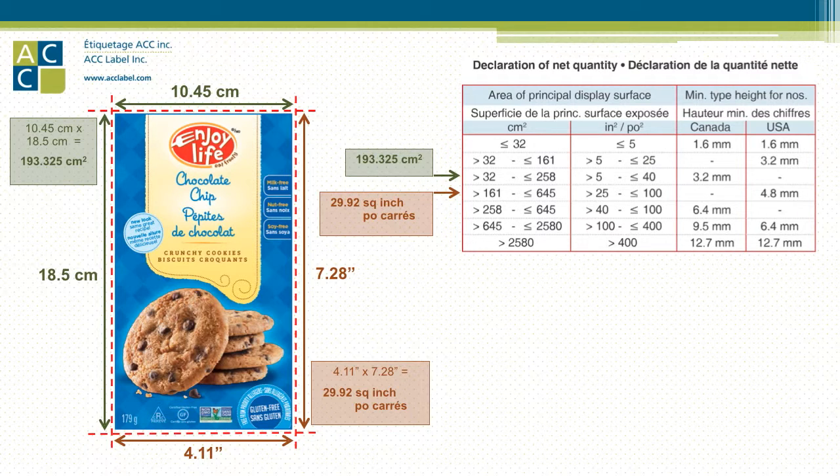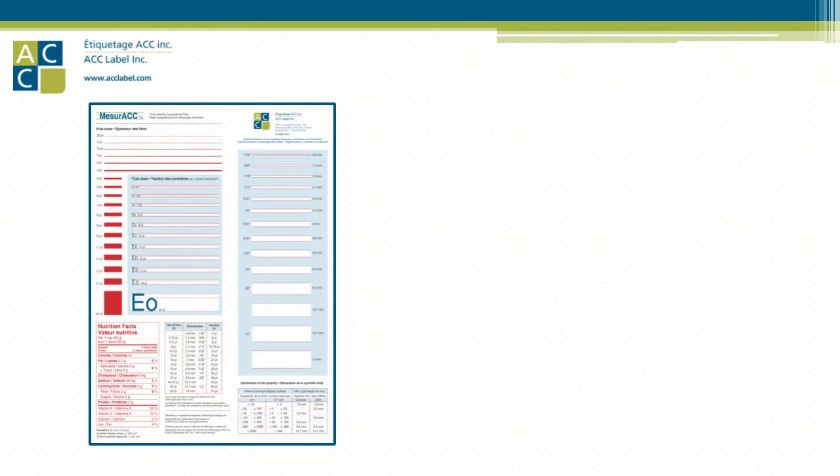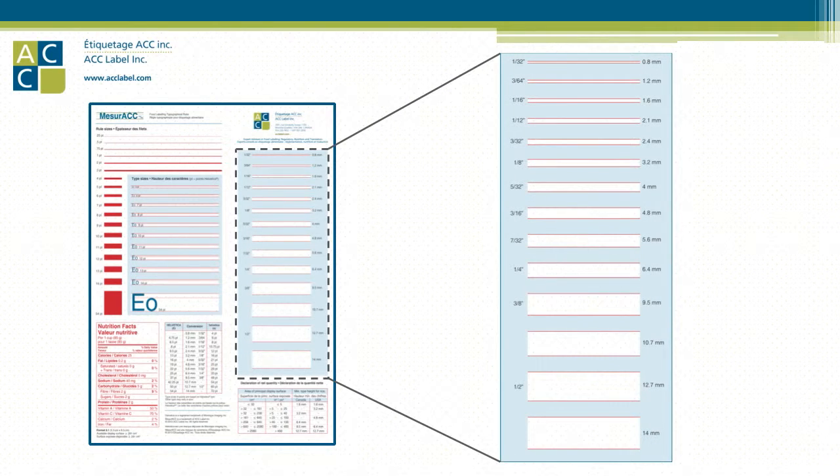The type may be taller, but not shorter, than the prescribed minimum. This company chose to use on its Canadian label the same type size for the net quantity as required in USA. Then you can verify the type size on the label using the type size section on the upper right-hand side of the MesurACC. Note that the type size requirement is based on the surface area of the principal display panel of the package, not the label.